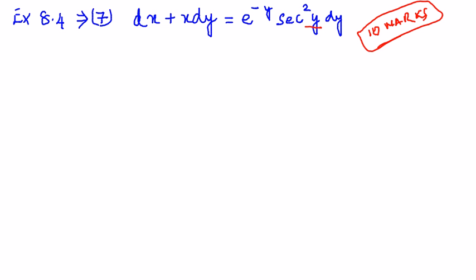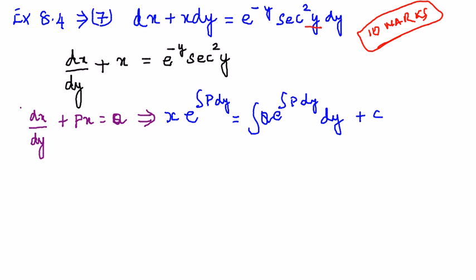So whenever we have a linear differential equation with respect to x, we know that it has to be dx by dy. So let's divide throughout by dy in the given sum. So it becomes dx by dy plus x. I am dividing throughout by dy, right? It becomes e power minus y into secant squared y.